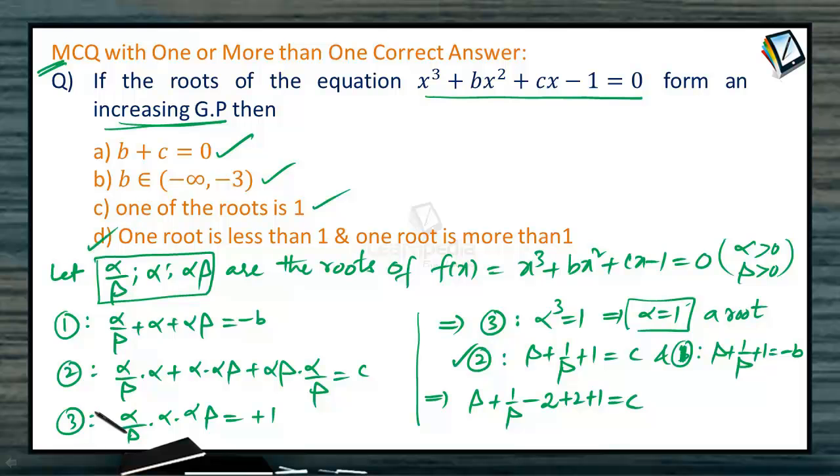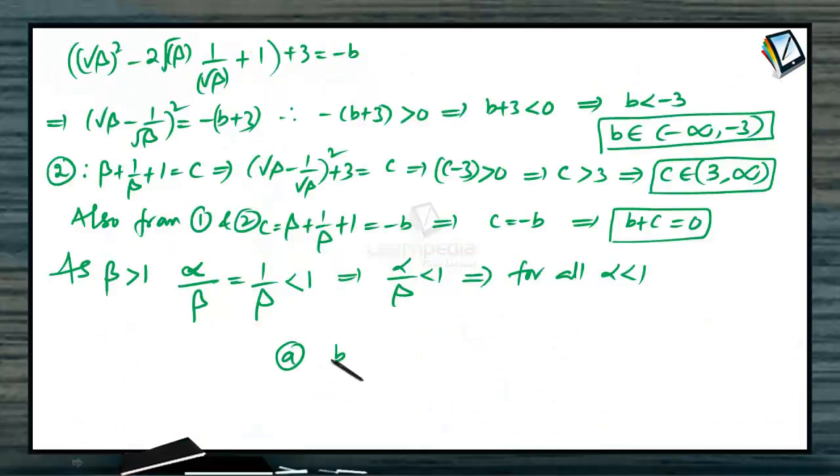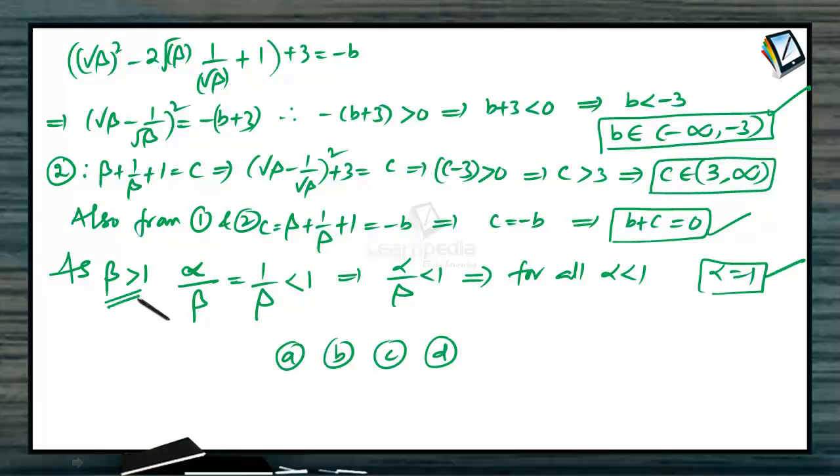So all the 4 options are correct for this question. That is, option A is correct, B is correct, C is correct and D is correct. b takes these values, b plus c is 0, alpha equal to 1, and if one root is more than 1, the other root is less than 1. So this one is also correct. So all the 4 options are correct for this question.